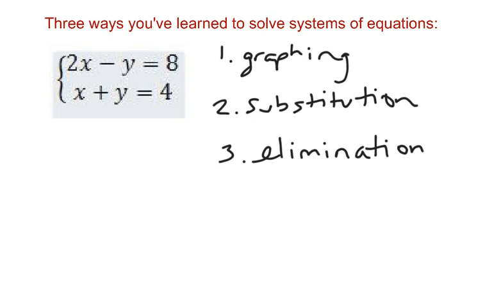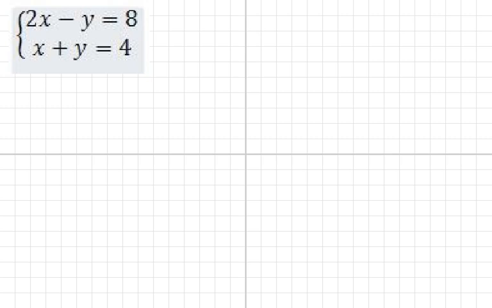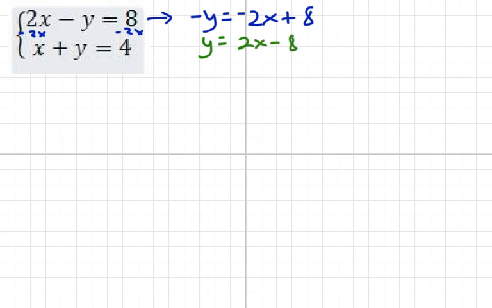Graphing is our least favorable method because sometimes it can just be inaccurate. Substitution and elimination are great. Let's review how to do those. First, graphing. In order to do that, we're going to have to take both of these equations and put them in slope-intercept form. So this first one, if I subtract 2x from both sides, I'm going to have negative y equals negative 2x plus 8, and then I'm going to divide everything by negative 1, so I'll have y is equal to 2x minus 8, and I can graph that.